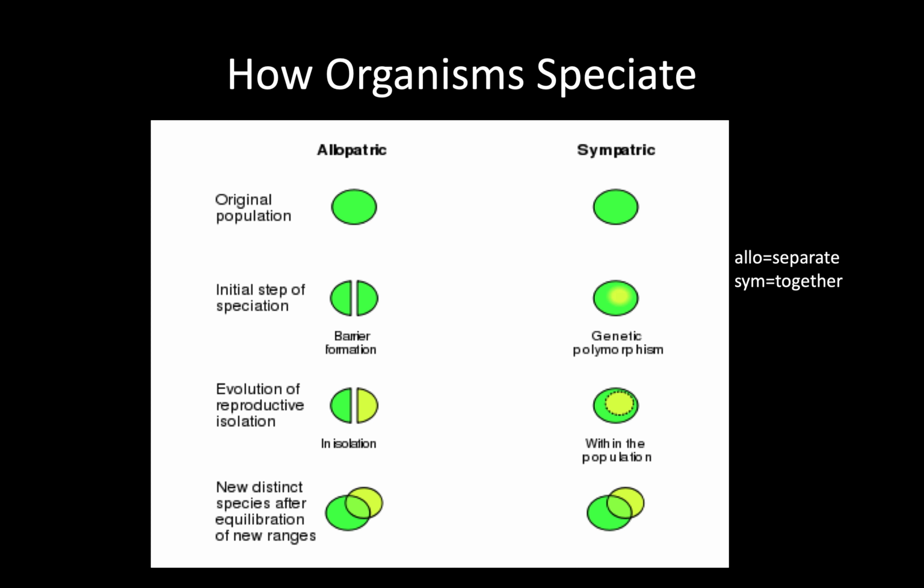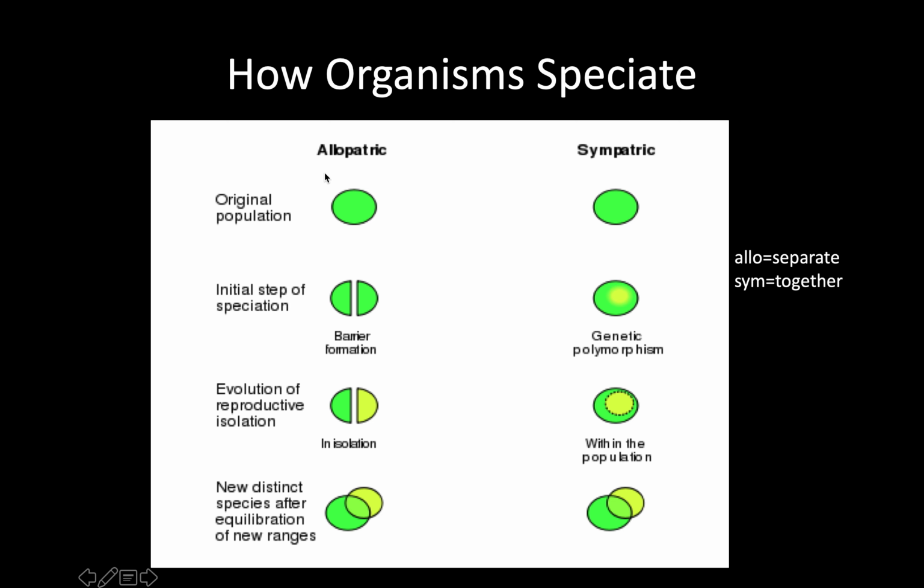So, how do organisms speciate? There's two words here, and we're going to talk about these throughout the rest of the semester, so please learn them now. Organisms can speciate through two ways. The first is allopatric. Allo means separate, patric means place. So it literally means separate place. Sympatric means, SY, again, just like synapomorphy, means together, place. So it literally means together place.